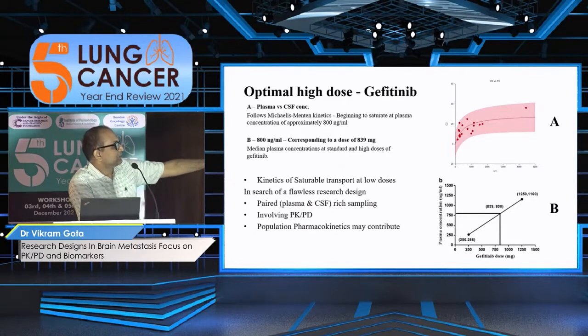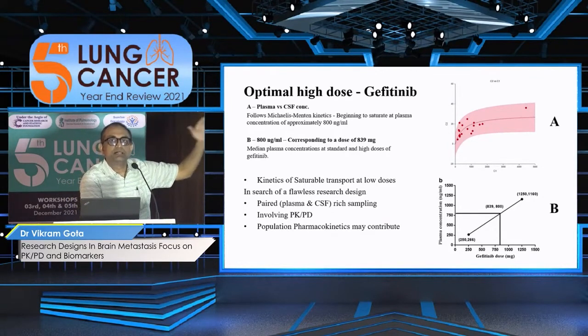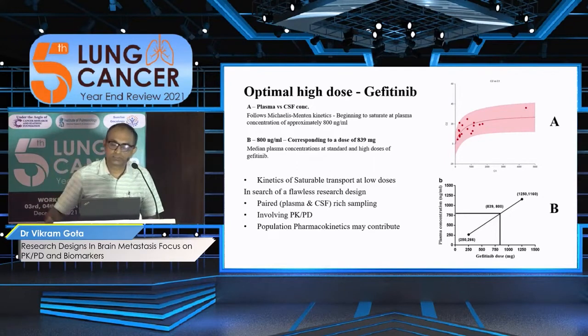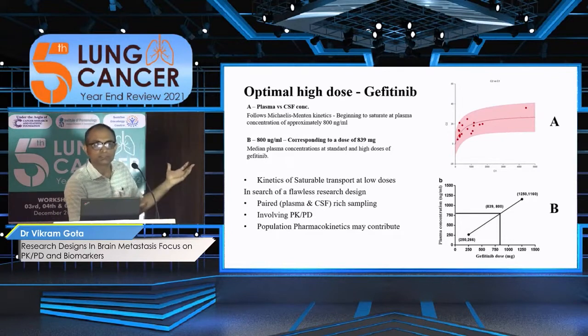Okay, so basically, if you give a dose of 839 milligrams, you will achieve CSF concentration, and beyond that, the concentration is not going to increase. So therefore, we concluded that if you have to give high dose gefitinib, the best dose to give would be 750 milligrams, because beyond that, you are not going to achieve any higher concentrations in the CSF. So this is one kind of optimization that we did.